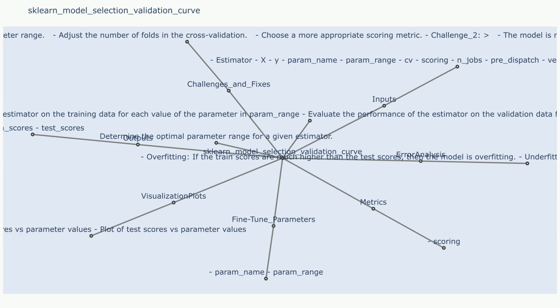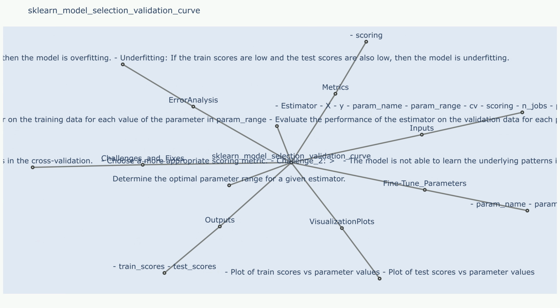Scoring: the metric used to evaluate the model's performance. It can be a string representing a predefined metric, e.g. accuracy, precision, recall, F1, a custom function, or a list of metrics.